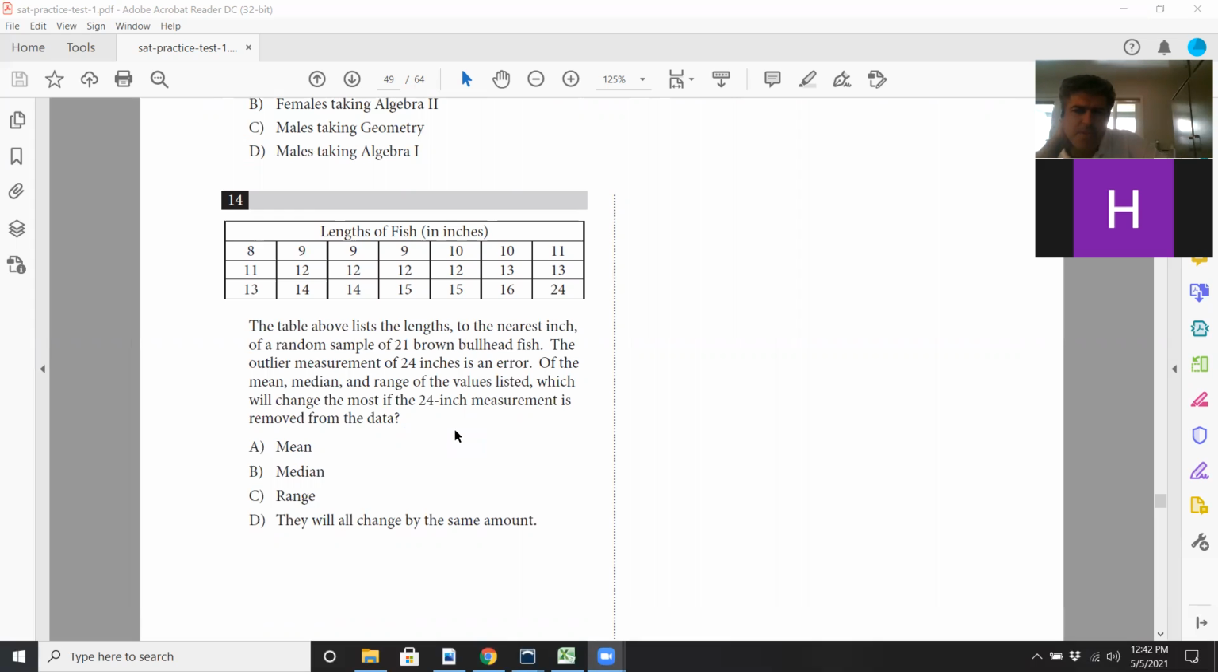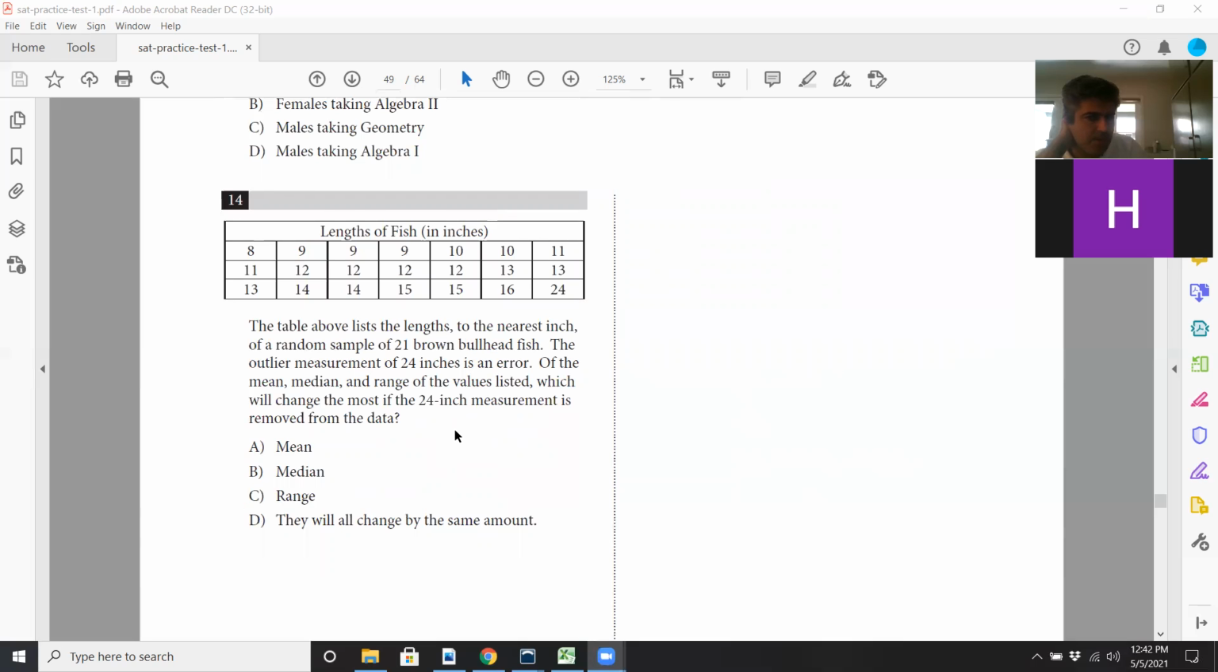This one involves some statistics. They like statistics. Apparently you have 21 fish. One fish has a measurement of 24 inches. This is, I guess, the length of the fish. When they say it's an outlier, I mean, it's out of the ordinary or unusual.